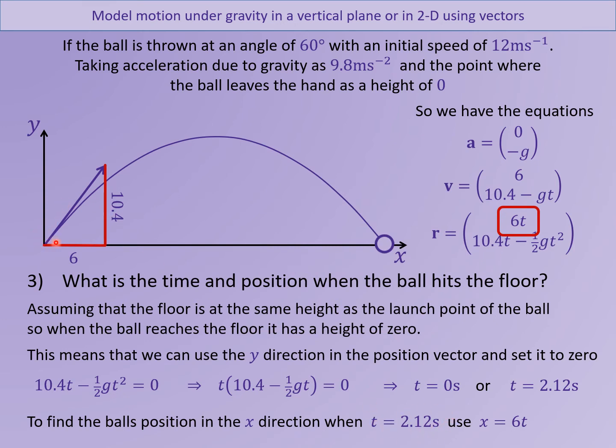What's its x position at that time? Take your time, substitute back into the position vector. 6 lots of 2.12 is going to get you 12.7 meters. So if you're asked a question to do with how far it has traveled when it hits the ground again, you do exactly that same thing. Forget the across direction, you take the up direction, set it to 0, and once you've got that, it gives you a time and you can substitute it back into the one you want.